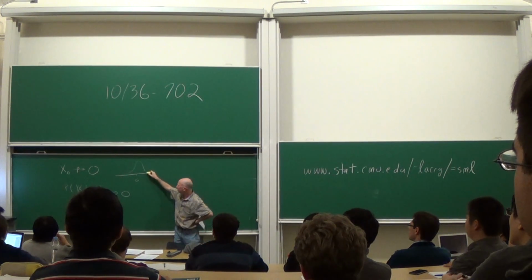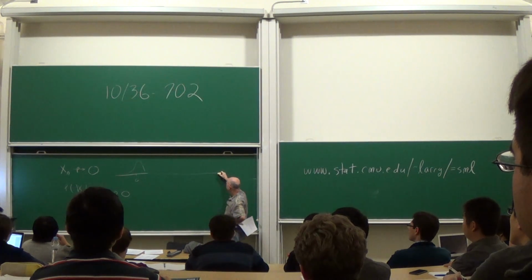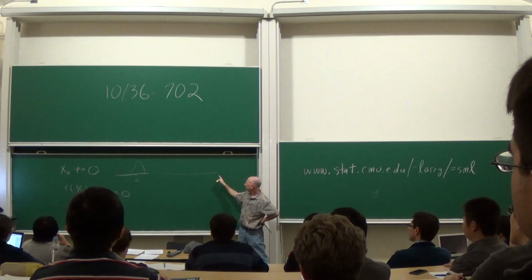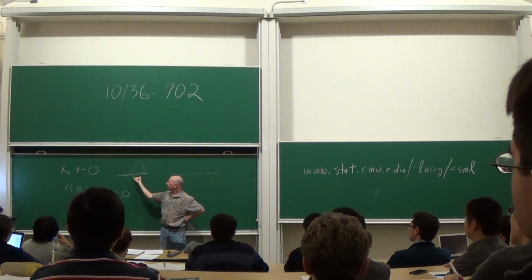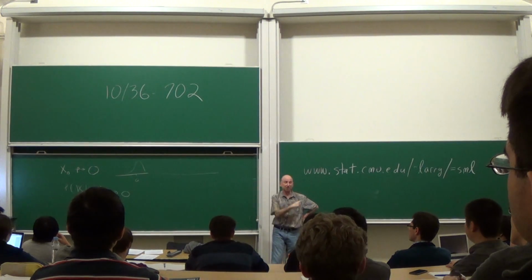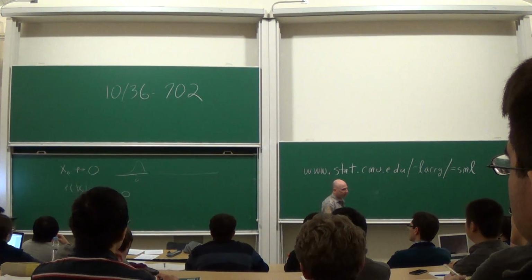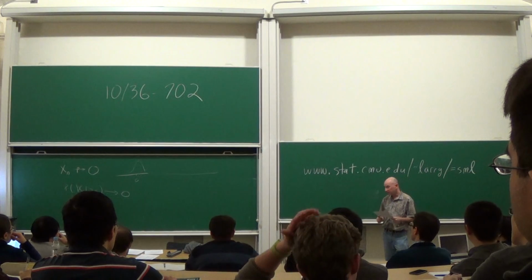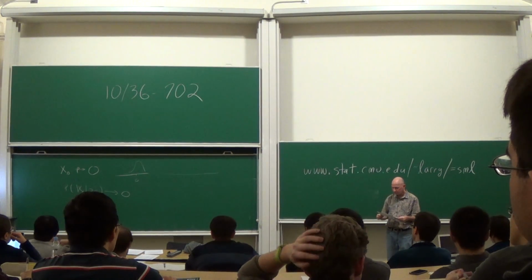Because there could be a tiny little bit of mass out here. And you can take this little piece of mass and make it smaller and smaller, so that you're still accumulating most of the mass here, but if you keep making this little piece of mass go off to infinity, you can make the mean blow up. So remember, convergence in probability is not strong enough to imply convergence of the mean.